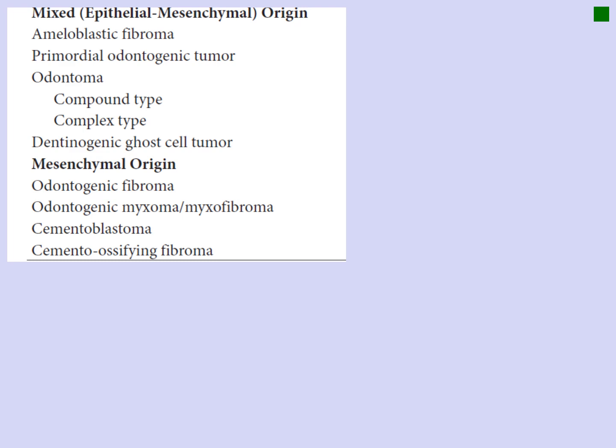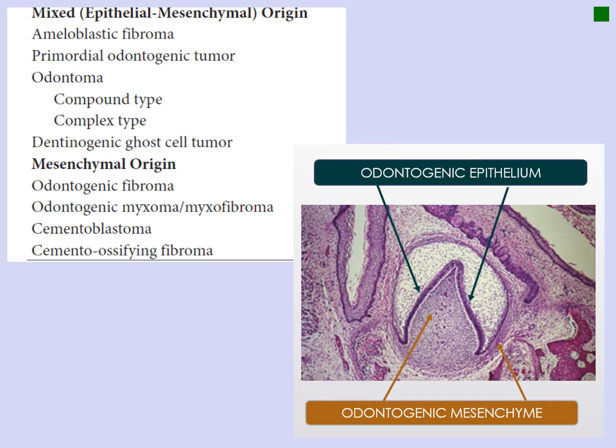This group of tumors has a mix of epithelial origin and mesenchymal origin. If you look at the enamel organ, the pictures that we just saw, they arise from the epithelial component as well as the dental papilla, which is the mesenchymal component. The third group, which is mesenchymal origin, arises purely from the mesenchymal component, that means the dental papilla cells. Under that you have odontogenic fibroma, odontogenic myxoma, myxofibroma, cementoblastoma, and cemento-ossifying fibroma. So this is basically what it means when you say odontogenic epithelial in origin and odontogenic mesenchymal in origin.